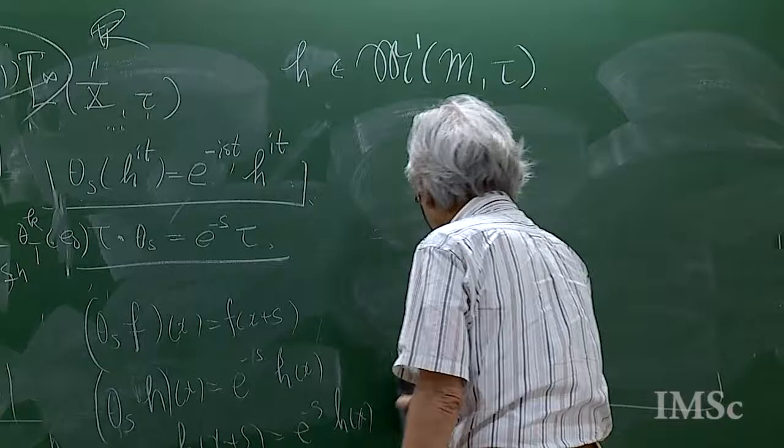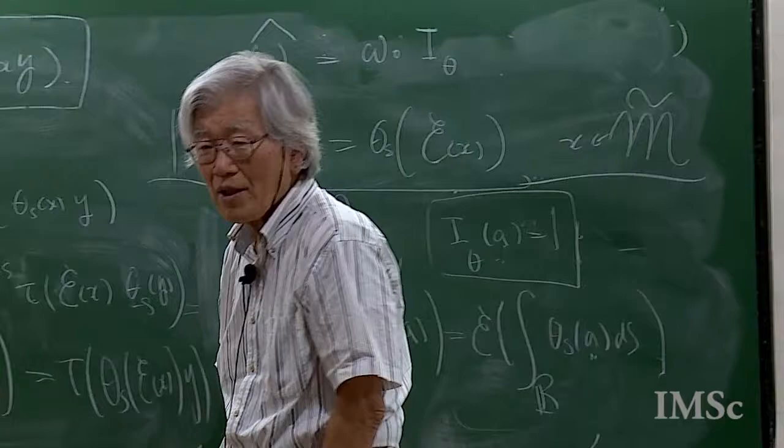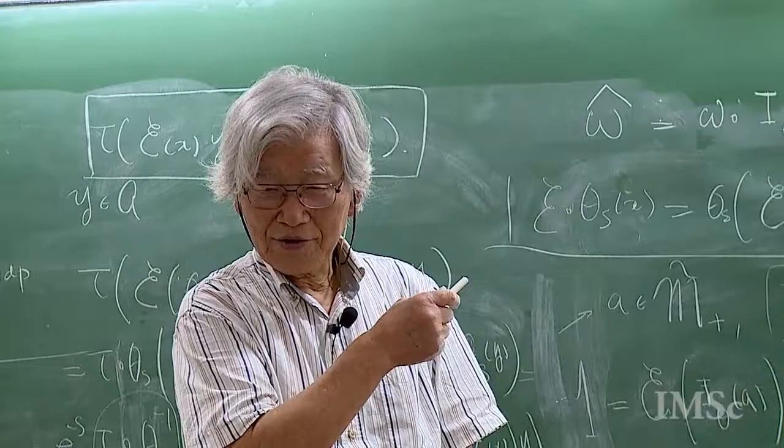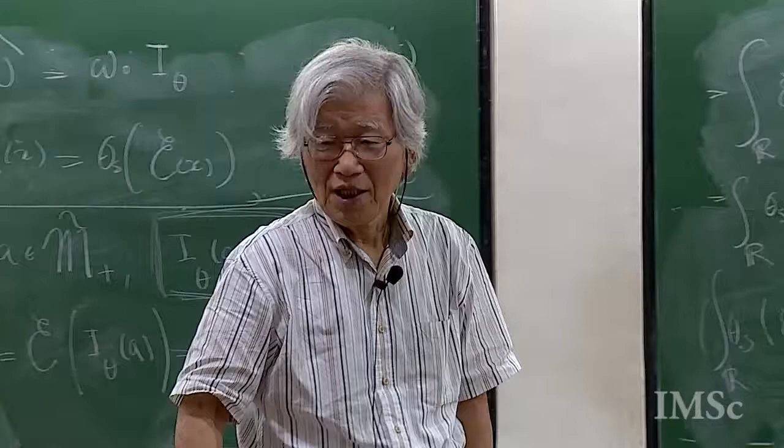Okay, now the choice of A. I did not refer to H, did I? I just chose A with operator valued weight equal to identity. That's all we require for A, and that it be positive. All right.